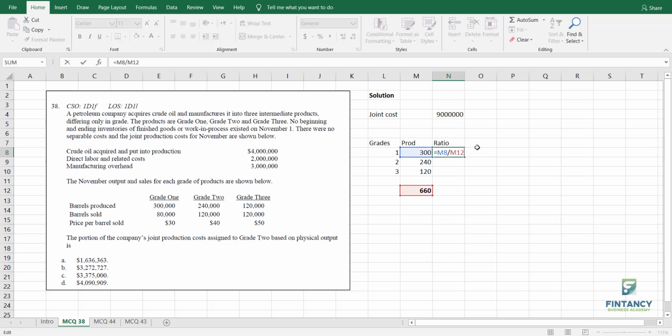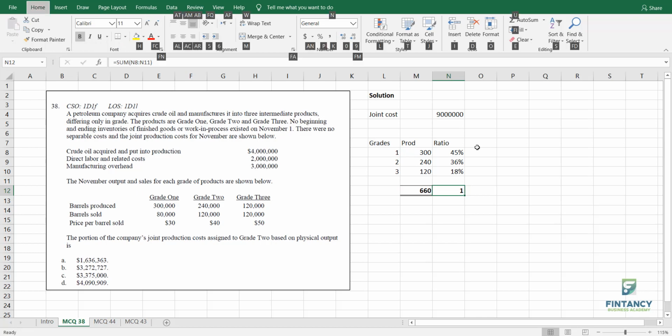Okay, if you want, you can fix the formula as well. So like this, right? I hope you know this. And you can convert this in percentage. And the total should be 100%, right? Which is 1. Yeah, 100%.